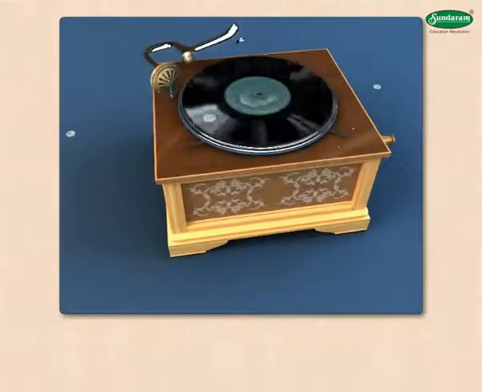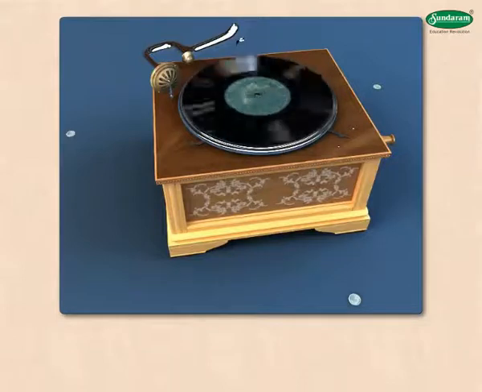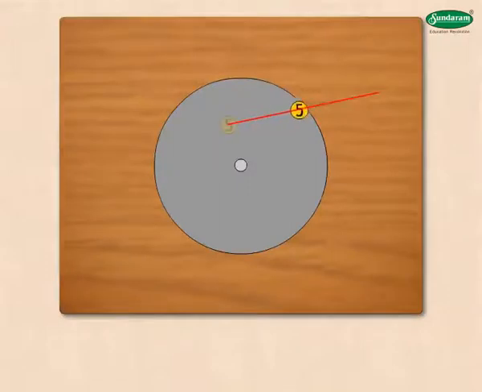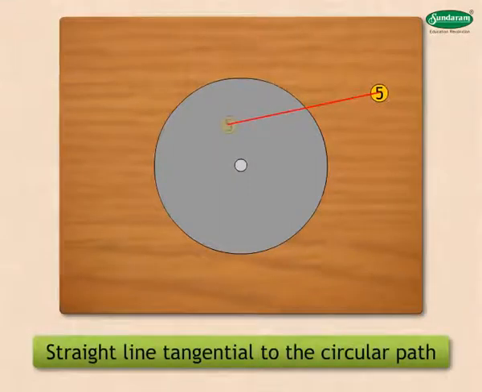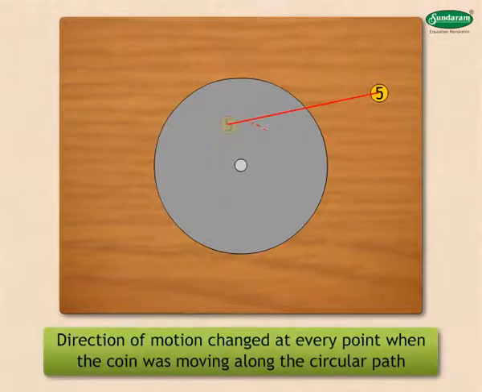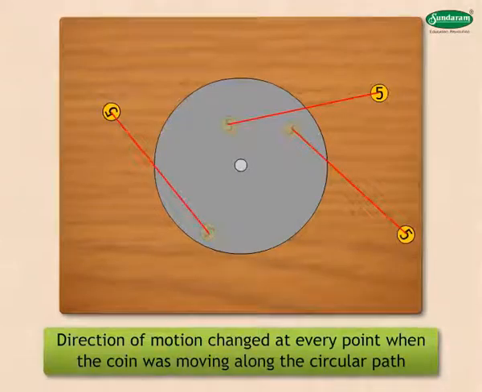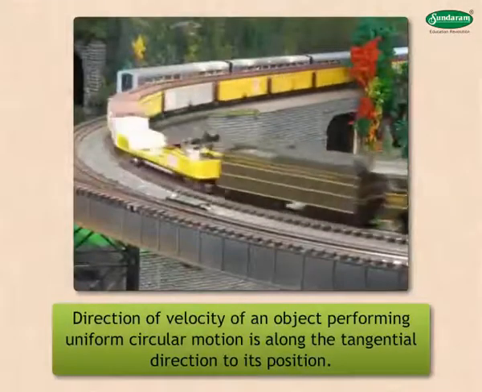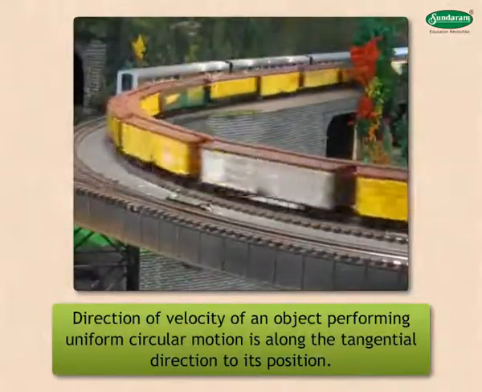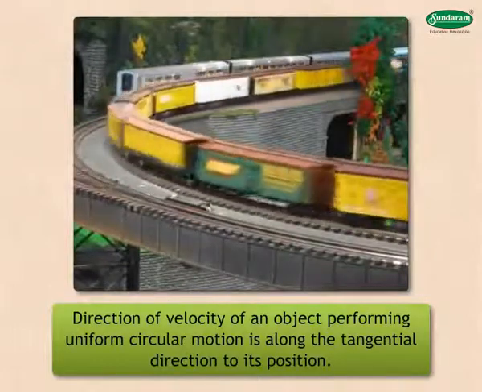Repeat the activity for different positions of the coin and note the direction every time. The coin moves along a straight line tangential to the circular path. It moves along the direction it has been moving at the instant of being thrown off. So the direction of motion changed at every point when the coin was moving along the circular path. Thus, the direction of velocity of an object performing uniform circular motion is along the tangential direction to its position.